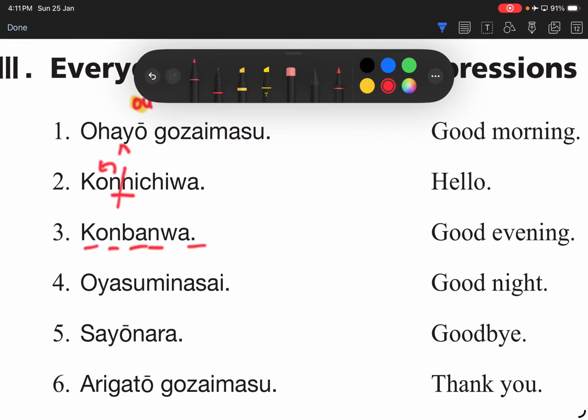That's why there's a rule of the N sound. Konbanwa. It changes the sound of the word. Konnichiwa doesn't really just mean hello. It just means good afternoon. But we use it all the time, so it's like a general way to say hello any time of the day.